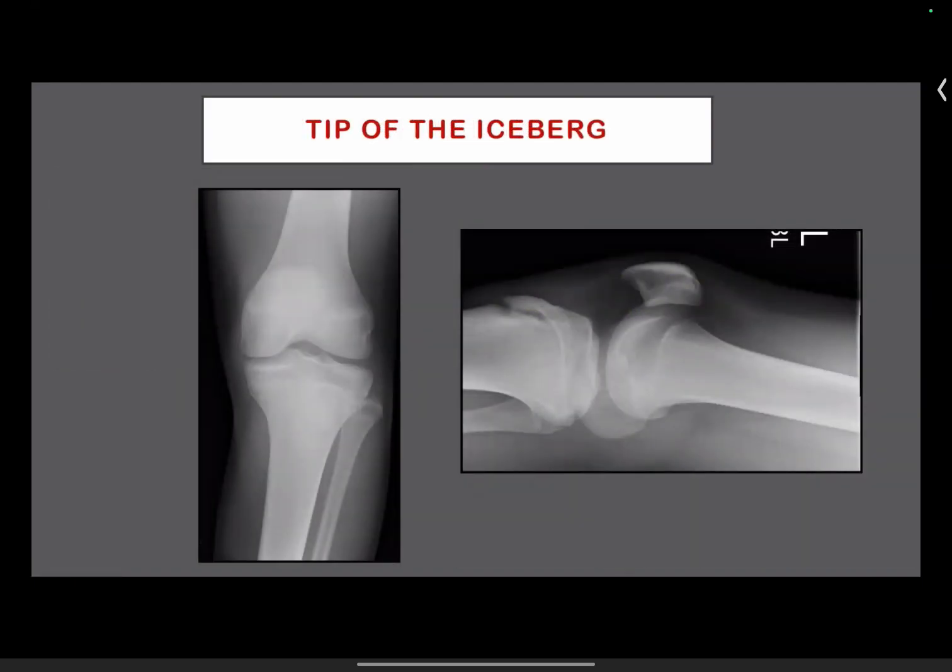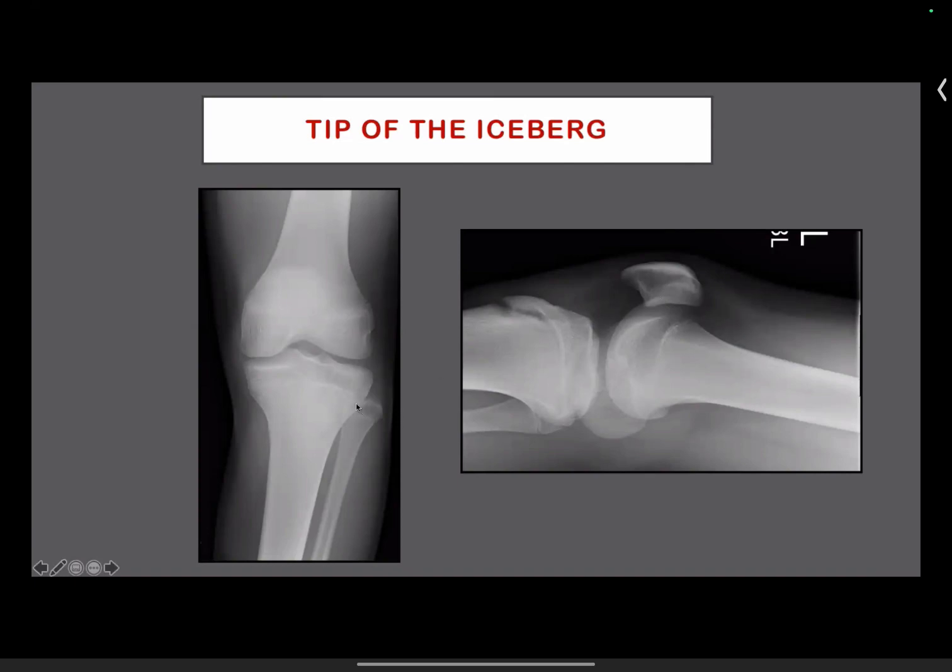Right. So, why am I showing you this X-ray? If you see, this is again a young guy, probably about 12 years old. He had a twisting injury. The X-ray was reported as normal because there was no lipohemarthrosis at the time.